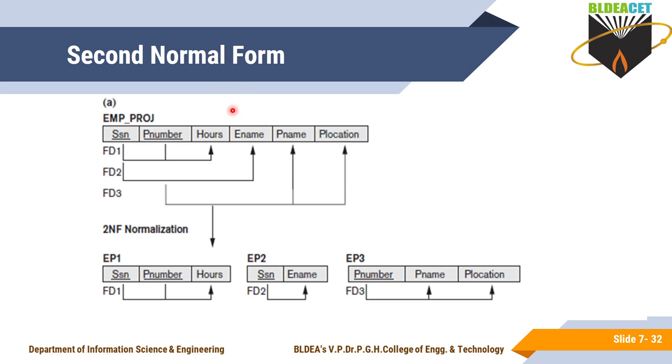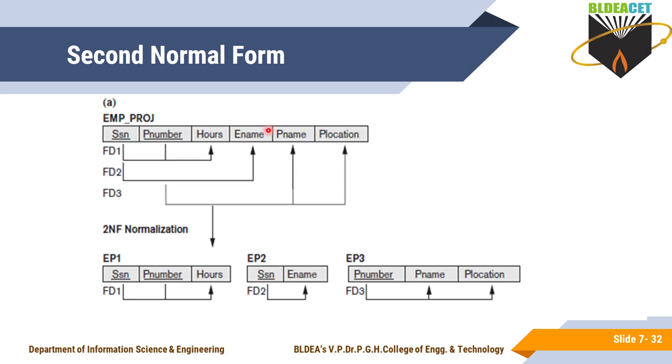What is second normal form? All the functional dependencies must be full functional dependencies. Here I have taken three functional dependencies, FD1, FD2 and FD3. FD1 tells that hours is functionally dependent on P number and SSN. The second functional dependency tells that E name is functionally dependent on SSN. The third functional dependency tells that P name and P location are functionally dependent on P number here.